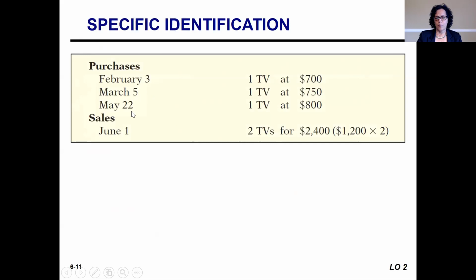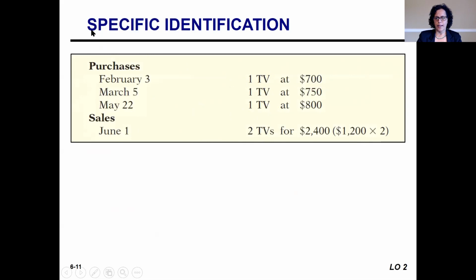I made 3 purchases. I purchased 3 televisions. The first one I paid $700. The second one I paid $750. The third one I paid $800. This is my inventory. I have 3 units of television. On June 1st, I sold 2 of those 3 televisions. The selling price is $1,200 a piece. But this doesn't tell me what the cost of the inventory is. So which of these 3 did I sell?